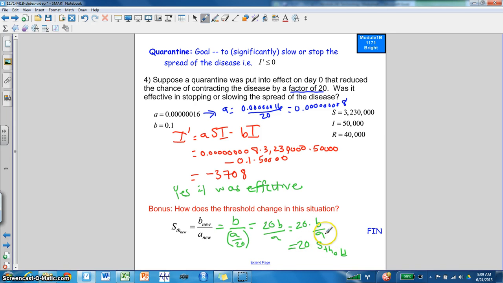Okay, and so this is the end of the example, and you should be able to work on the worksheets and complete them successfully.